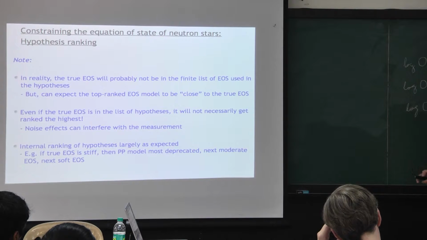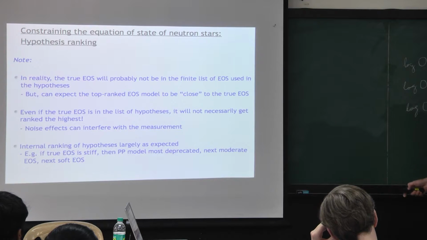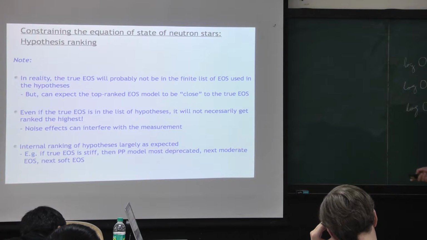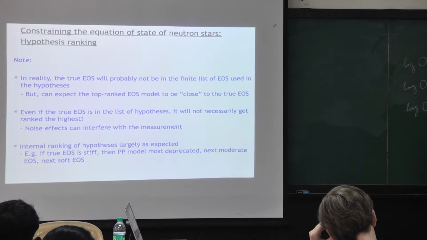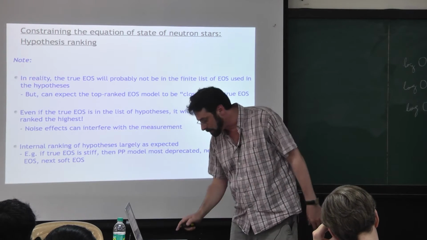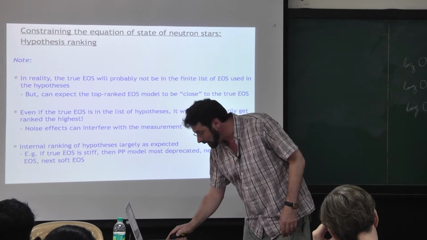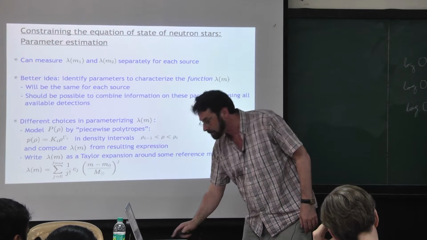Now, even if the true equation of state is in a list of hypotheses, it will not necessarily get ranked the highest. Noise effects can interfere with the measurement, and like I said, the measurement is intrinsically difficult, and we've seen how badly wrong it can go. However, the internal ranking of hypotheses that we've seen is largely as expected. So for instance, if the equation of state in the signal is a stiff one, then a point particle model will be most deprecated, the next most deprecated will be a moderate EOS, and then a soft EOS. So generally things work, but expect possible mishaps due to the difficulty of the measurement.